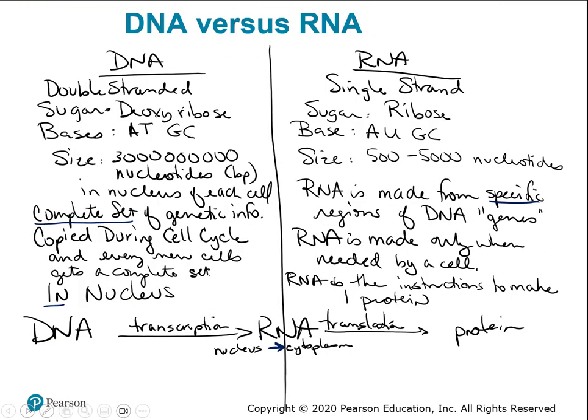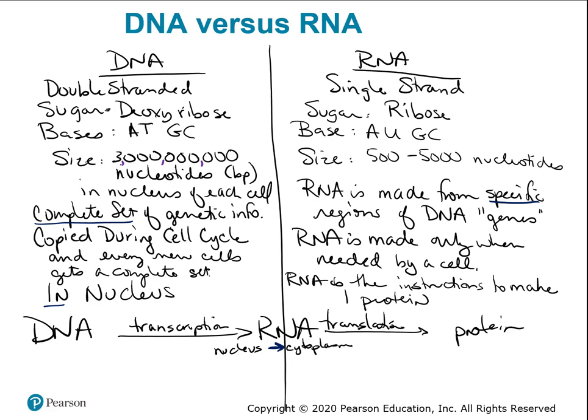So how's RNA different? If we know how DNA is, then tell me, how is RNA different? DNA is double-stranded. This is a really good compare and contrast. DNA is double-stranded, has a deoxyribose sugar. The bases are ATGC. It's 3 billion nucleotides, so you've got to put all those commas in. 3 billion nucleotides in length, and that's in just the nucleus of a single cell.